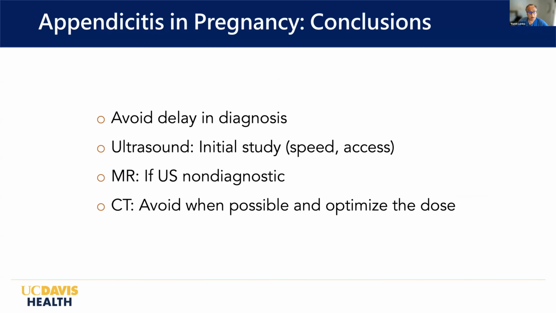So with appendicitis in pregnancy, it's key to avoid a delay in diagnosis. Ultrasound is the initial study just because it's fast and easily accessible. Perform MR if the ultrasound is non-diagnostic. You can use the BMI cutoff values proposed in Frank Miller's study and proceed straight to MR. CT should be avoided when possible. We need to optimize the dose.